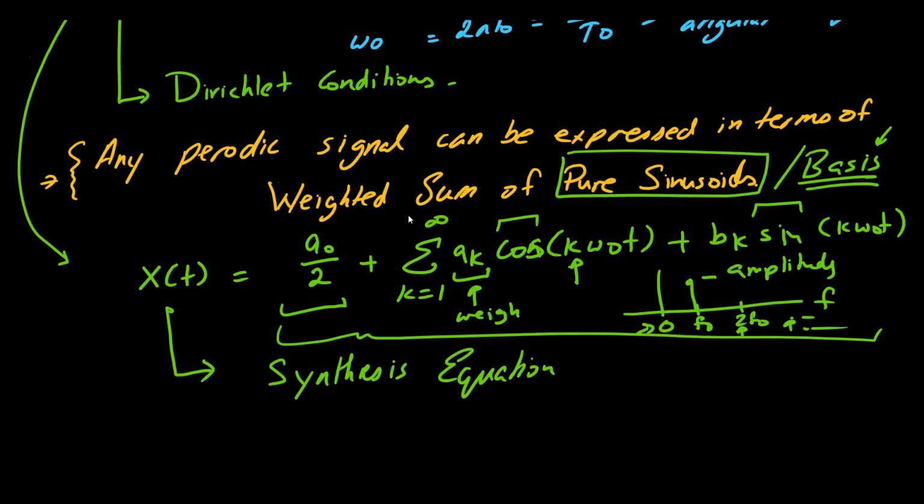But you must be wondering, how would we find the values of ak, bk and a naught? So a naught is just the average value.